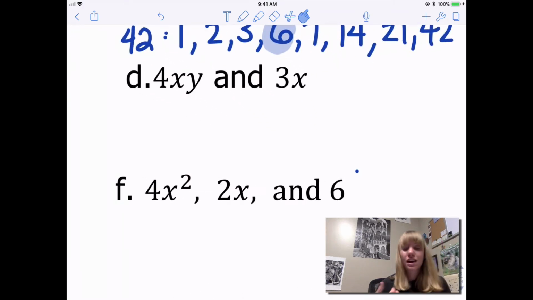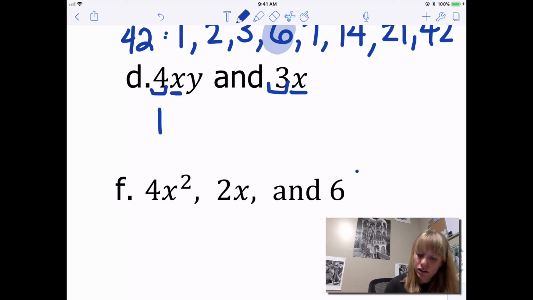D, our GCF can also be variables. So here, if I look at the GCF of my numbers, 4 and 3, my GCF there is just 1. Then I look at my x's. They both have an x, so I'm going to say that my GCF is x. It's a factor of both.